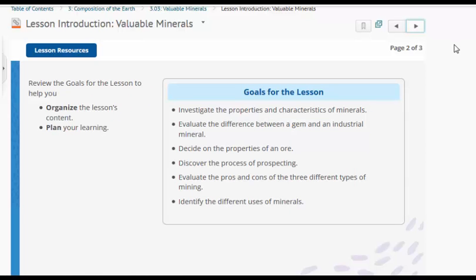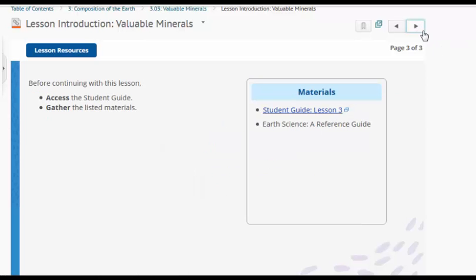Please take a moment to pause this recording and read through the goals or objectives, and then press play when you're done. You may find the student guide on page 3 of the lesson introduction. The student guide is helpful to help you take notes and learn what to study.